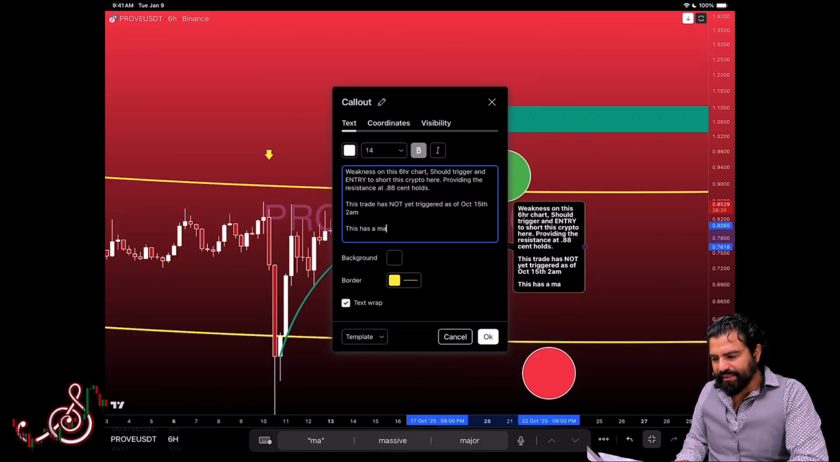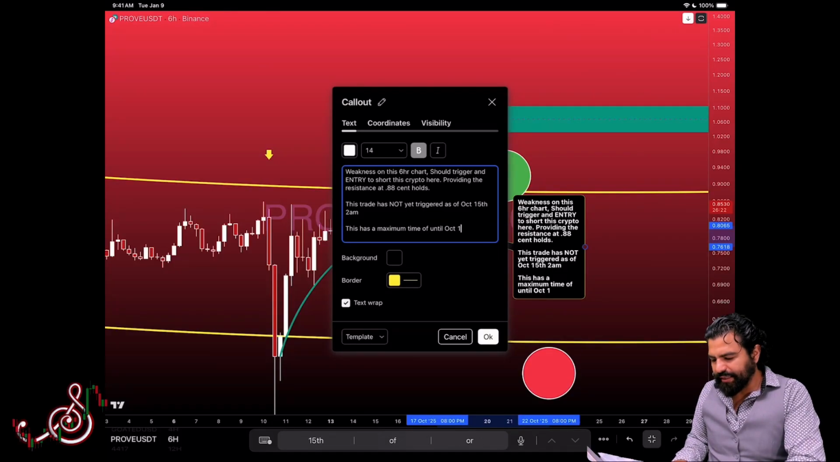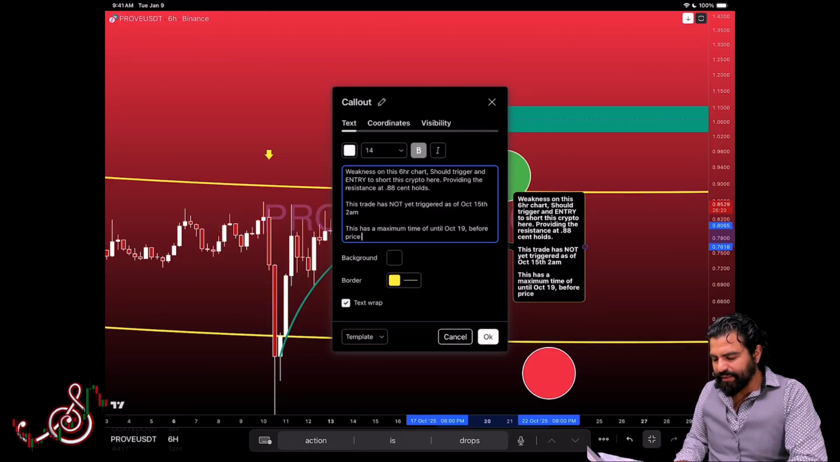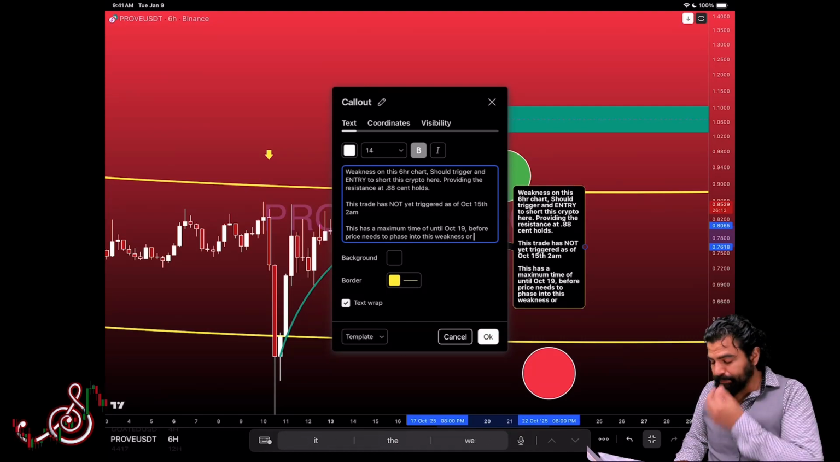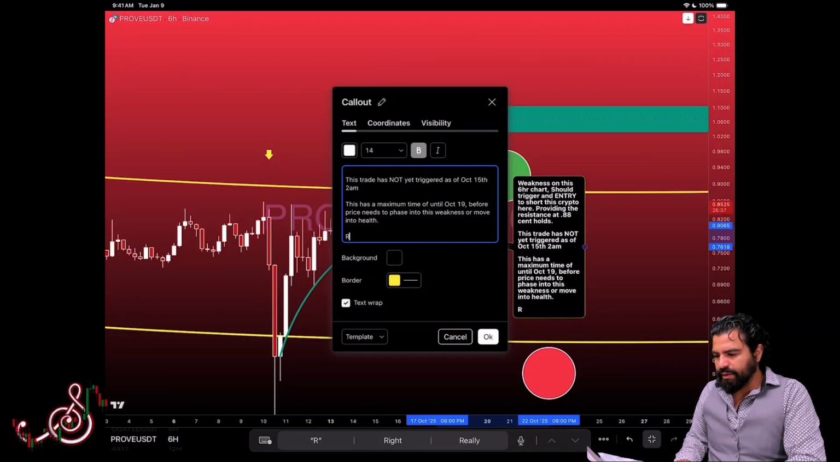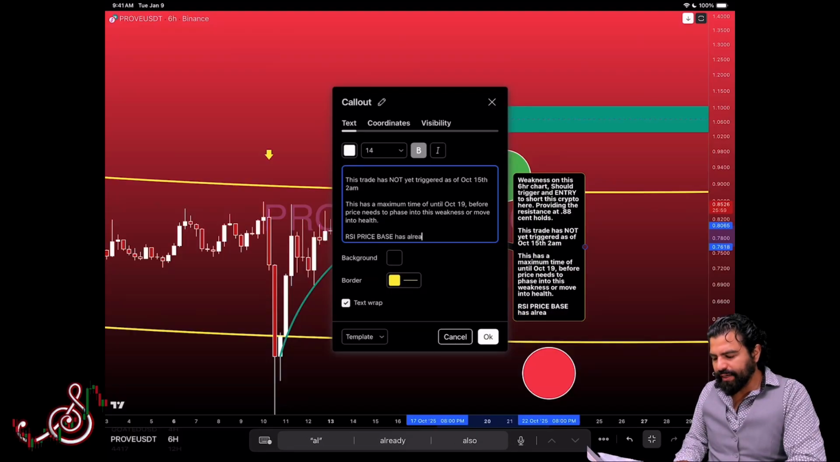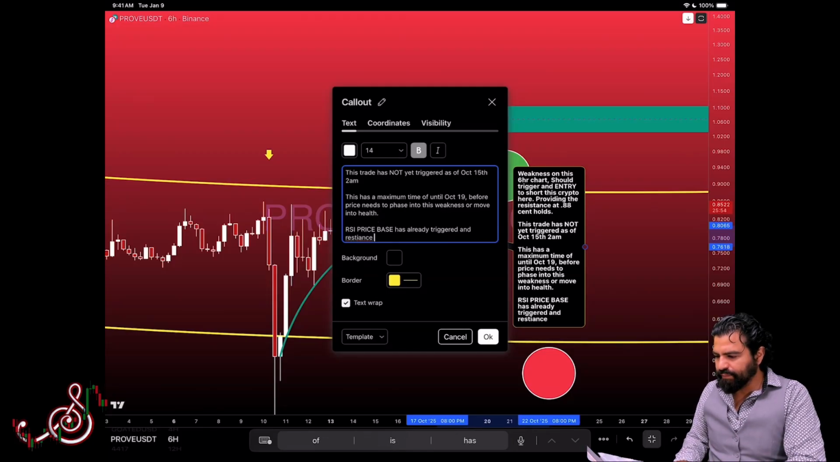This has a maximum time of until October 19th before price needs to phase into this weakness or move into health. RSI price base has already triggered a resistance on the 12-hour chart.